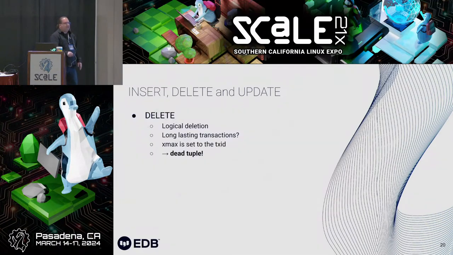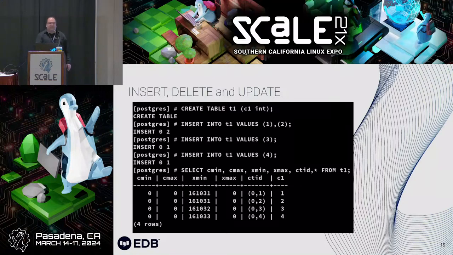And CTID is the physical location of the row in the specific page. So this is page 0, which means the first page of the table. Remember, it's 8 kilobytes by default in most installations. So this is the first page, and this is the first data in here.